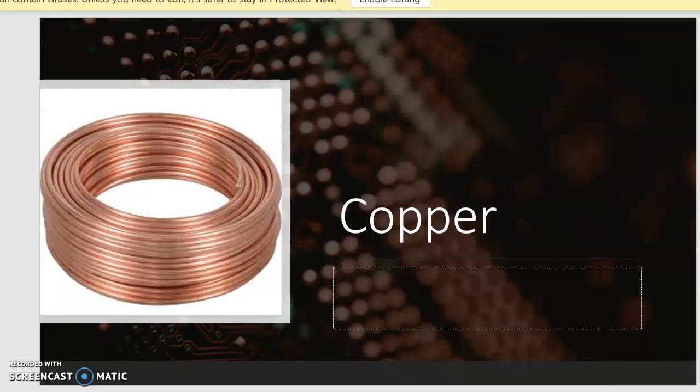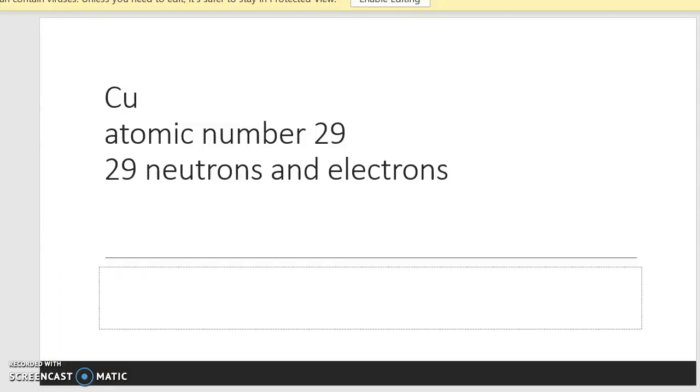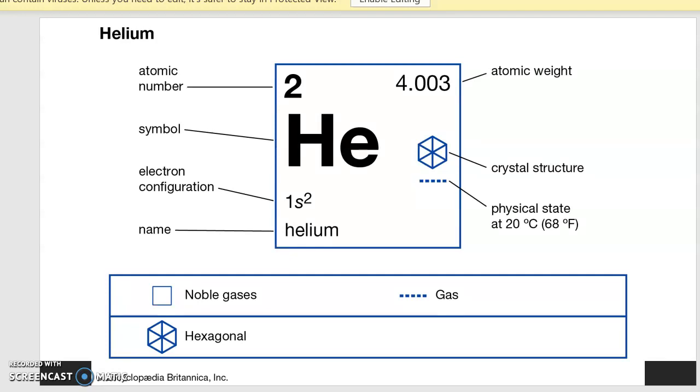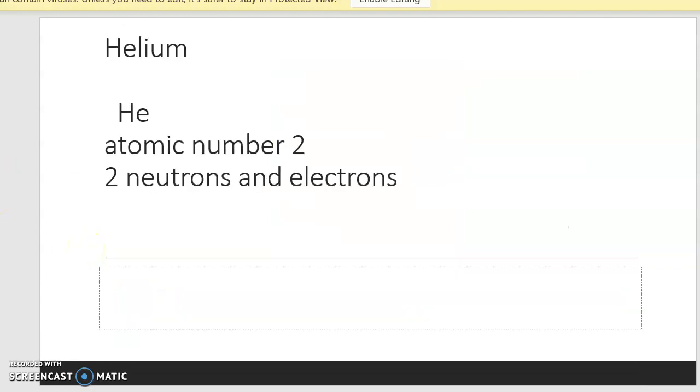So again, copper, too brief. Need background information about copper, where it's mined, where it's from, what it's used for. Helium, same story. So this information took you probably, I don't know, 5 minutes maximum to find. It's just simply a Google search. You just copied and pasted some pictures. You have written down some information, but it's not nearly enough.